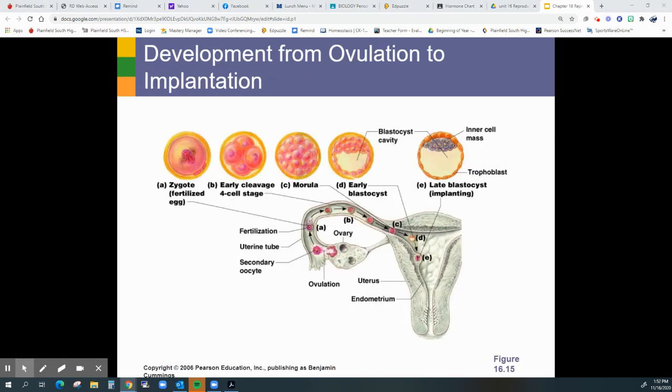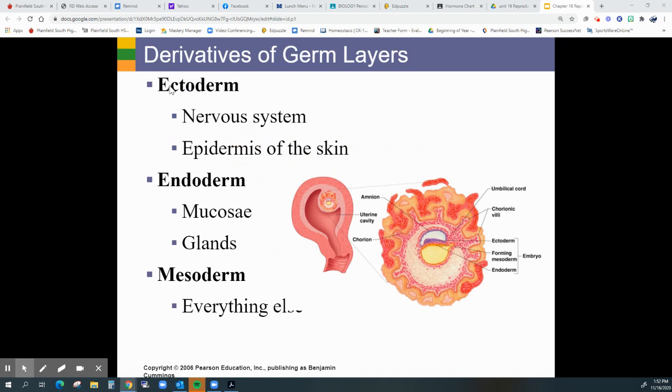Okay. Oh, sorry, let me go back. So the outer layer, the ectoderm, will actually turn into our nervous system as well as our skin. The endoderm, that inner layer, is going to become mucosa and glands, and then the mesoderm, that middle layer, just essentially becomes everything else: bone, muscle, and everything else that would make us up.